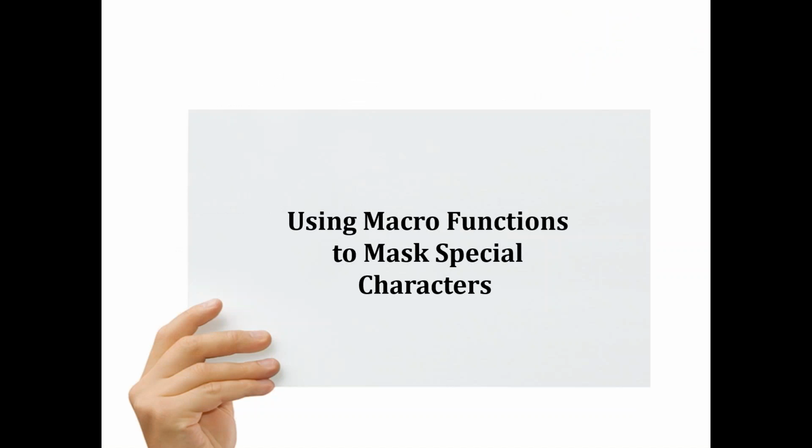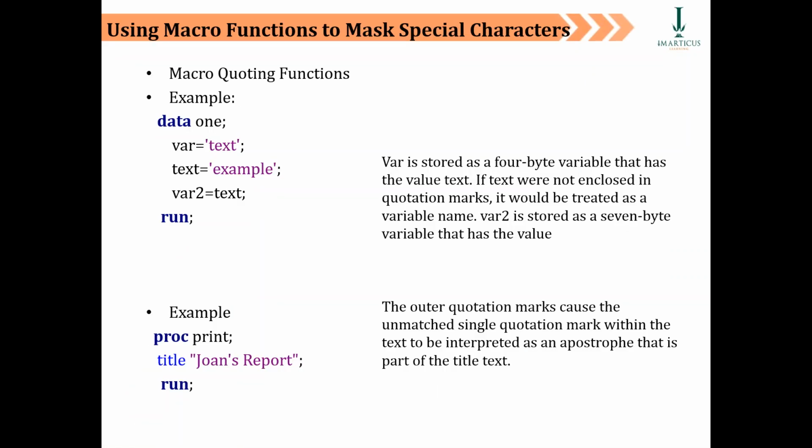Now, using macro functions to mask special characters. Let us look at this. This is a data step where the variable is text, for example, and var2 is equal to text, and we are running it. In this context, var is stored as a 4-byte variable that has the value text. If the text were not enclosed in quotation marks, it could be treated as a variable name. The var2 is stored in this context as a 7-byte variable that has a value.